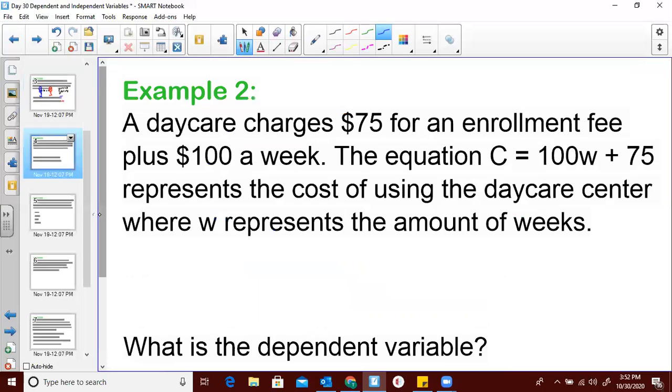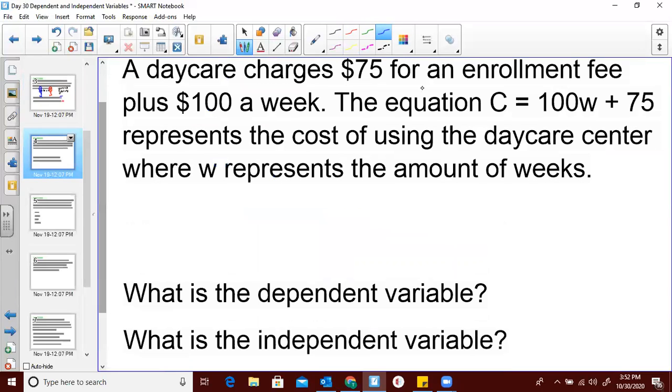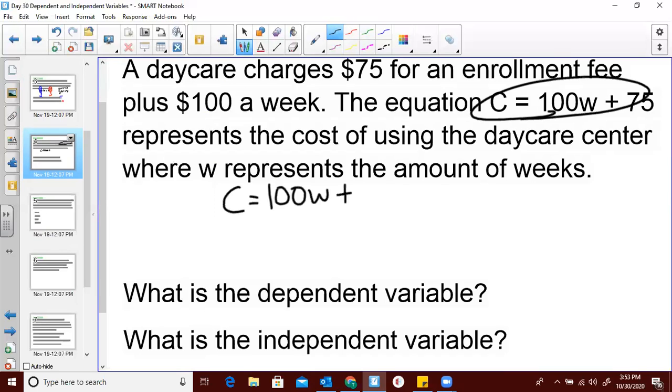All right, so another one. A daycare charges $75 for an enrollment fee plus $100 a week. The equation C equals 100W plus 75 represents the cost of using the daycare center, where W represents the amount of weeks. All right, all I'm really looking at is this. Remember, I'm just looking at our linear function. So C equals 100W plus 75. Well, this is right away in the same form that we usually would have for y equals mx plus b.